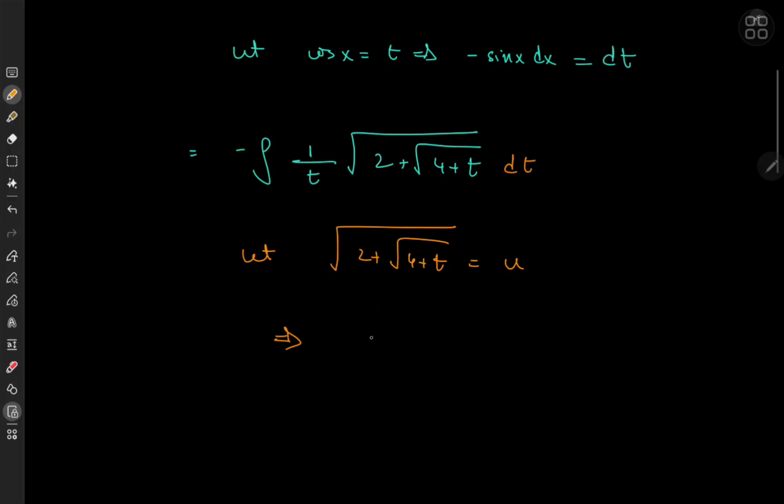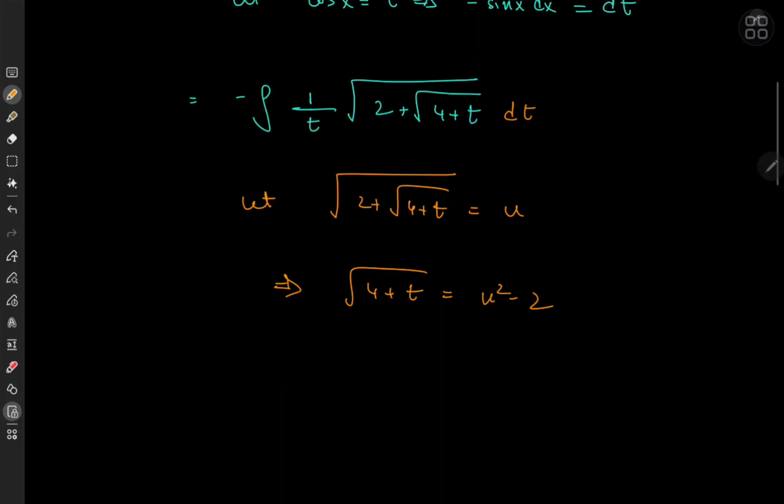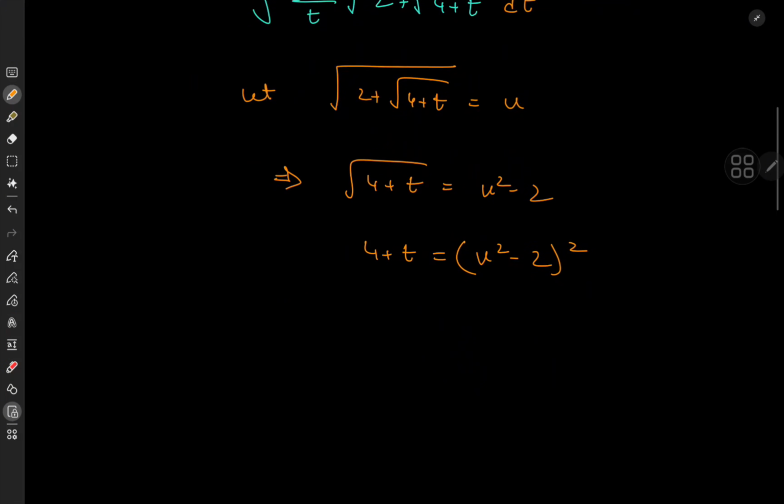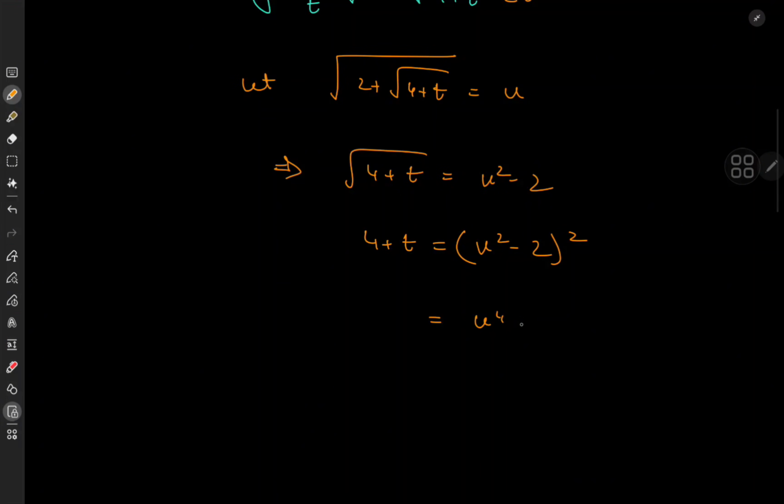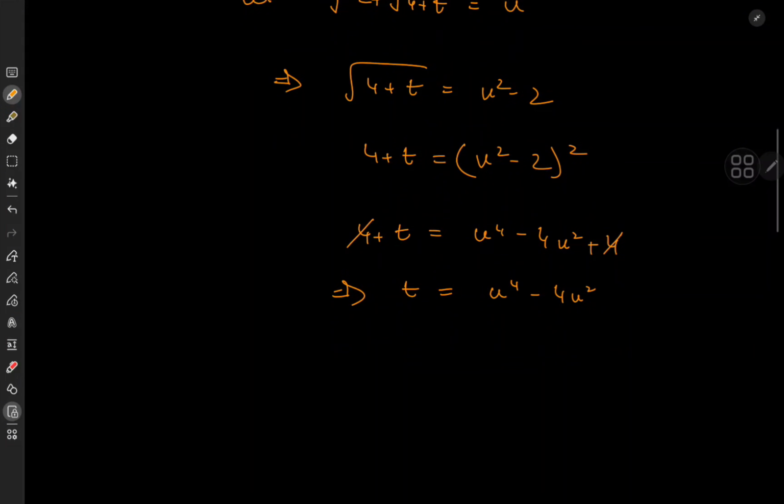and the cool thing about this is that you can square, and that gives you root 4 plus t equal to u squared minus 2, I believe so. And you could square this again and get 4 plus t equal to u squared minus 2 whole thing squared. And that is honestly not all that bad, because you have u to the 4th power minus 4 times u squared plus a factor of 4 here. So the 4's do cancel out on both sides, so 4 goes away. And we have t here equal to u to the 4th power minus 4u squared.